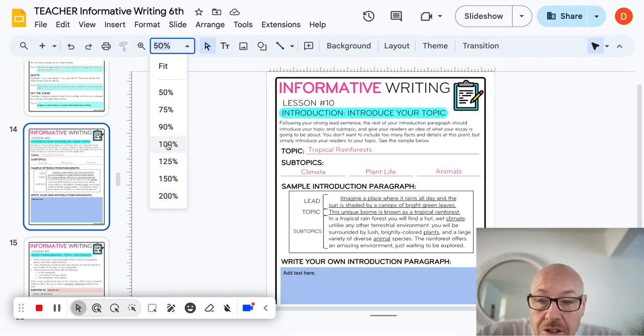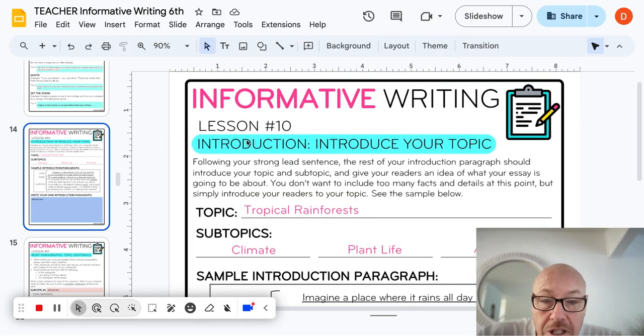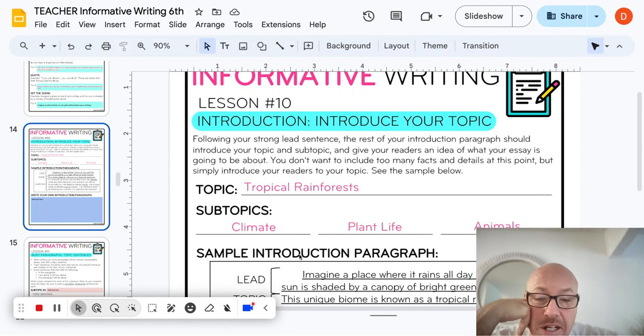And so it says an introductory paragraph, an introduction. So they give you an example here. Right here, this is an example. It says follow your strong lead sentence, and the rest of your introduction paragraph should include your topic and subtopic. We've already done those. So I'm going to show you how you just bring that information in and give your readers an idea of what your essay is going to be about. You don't want to include too many facts and details at this point, but simply introduce the readers to your topic.